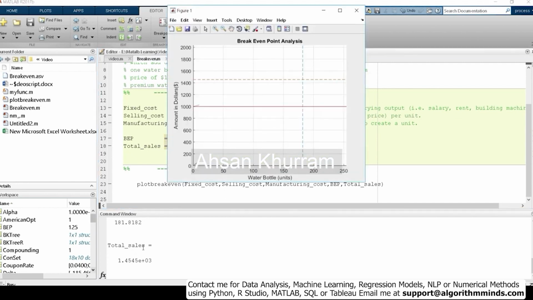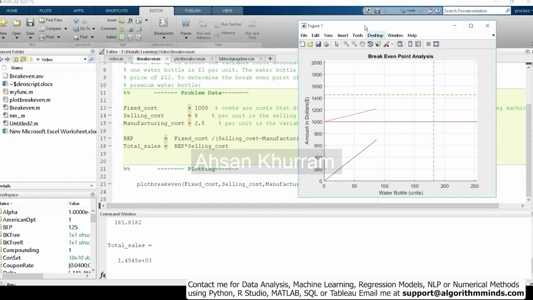So we have the results in floating point notation, and you can see that as the selling cost is decreased, it takes more units to reach our break-even point. Here is the break-even point. That's good.